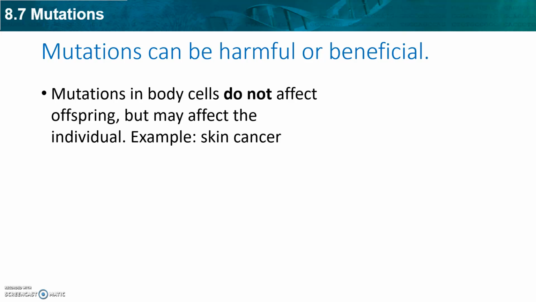So first of all, this probably is very intuitive. Think about a mutation in a body cell, like your skin cell. That's not really a mutation that you are going to pass down to your offspring. It might affect you as an individual. For example, if there's a mutation in your skin cells that cause them to divide uncontrollably, that would be skin cancer. And you as an individual would definitely have to deal with the effect of that mutation, but you're not going to pass that down to your offspring.